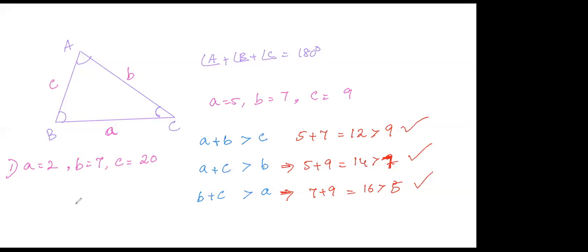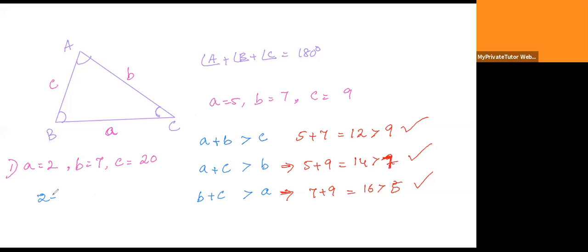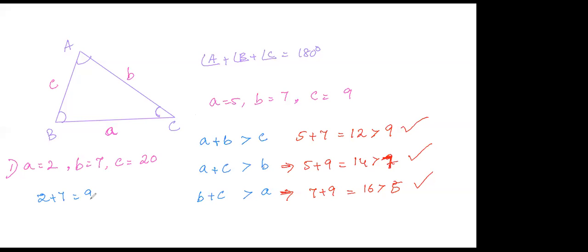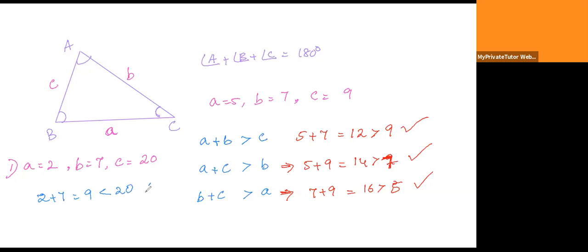No, sir. Why? Because if you add 2 and 7, it is not greater than 20. Yeah, it is less than 20. So it is not possible.